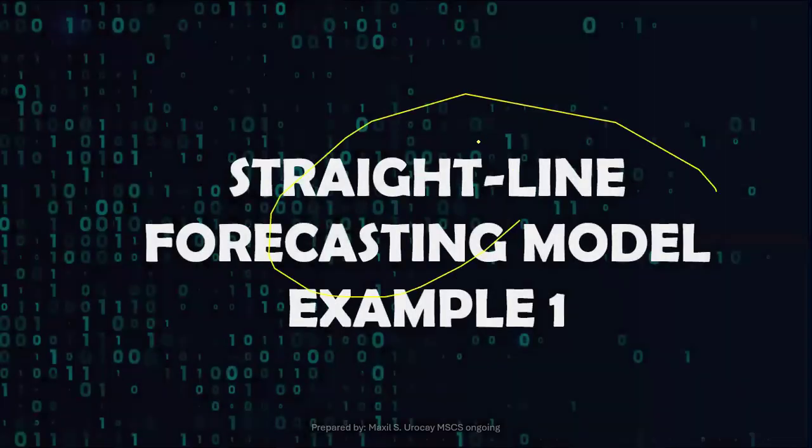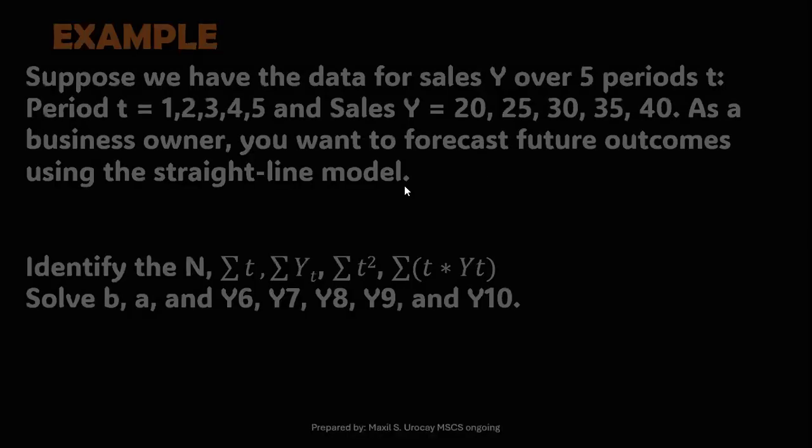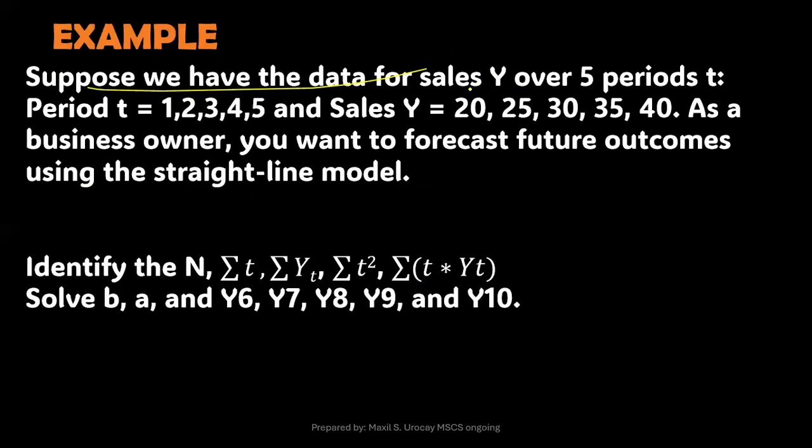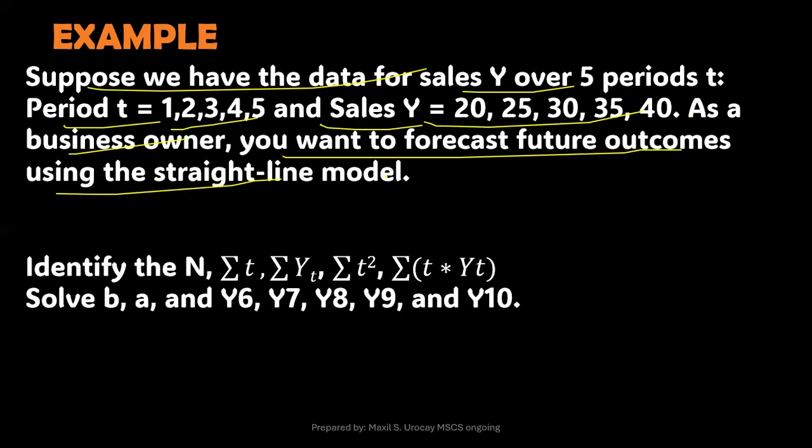So now we have example one. Suppose we have the data for sales y over 5 periods of time, wherein the period is 1, 2, 3, 4, 5, and the sales are 20, 25, 30, 35, 40. As a business owner, you want to forecast future outcomes using the straight line model. So you have to identify n, the summation of t, the summation of yt, the slope, the intercept a, and y6 to y10.